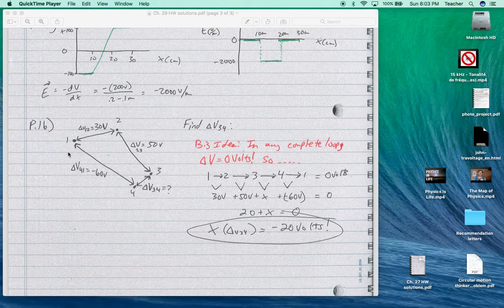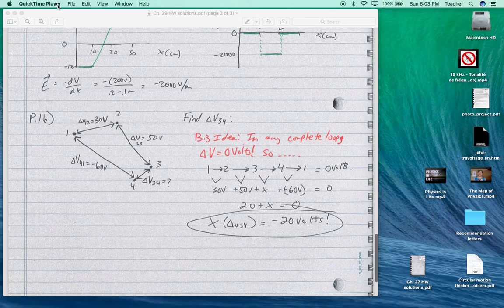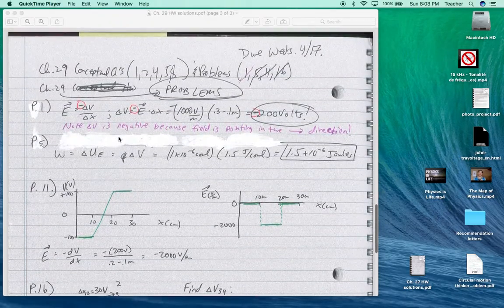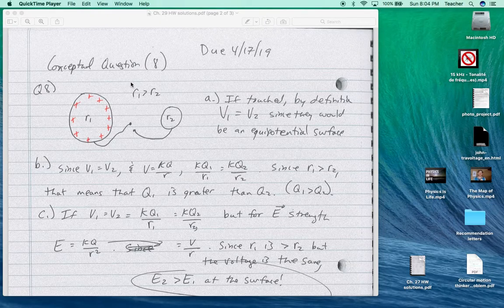However, you could start at plus 432 volts, but you're gaining 30, gaining 50, don't know what, and losing 60. You better end up at that same potential or that same elevation. So if that's true, then the change in potential from 3 going to 4 would be negative 20 volts. And I think that's it. So again, hopefully those made sense. Like I said, this one I think is really important for your understanding.